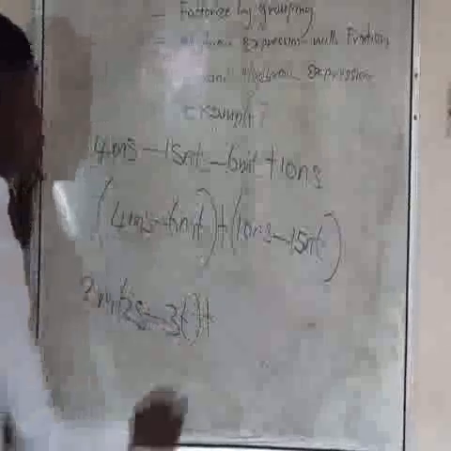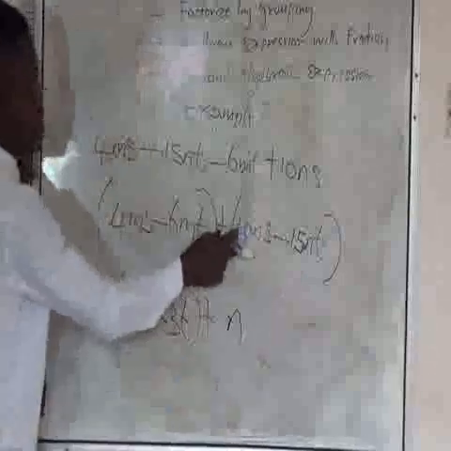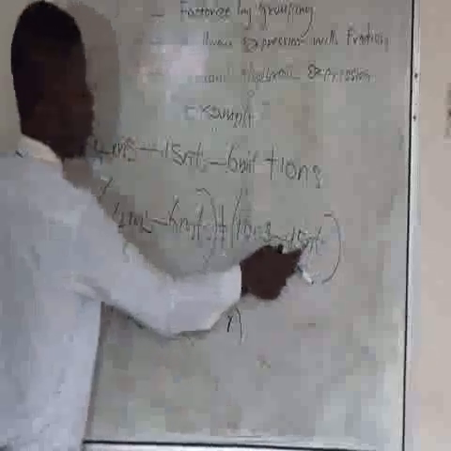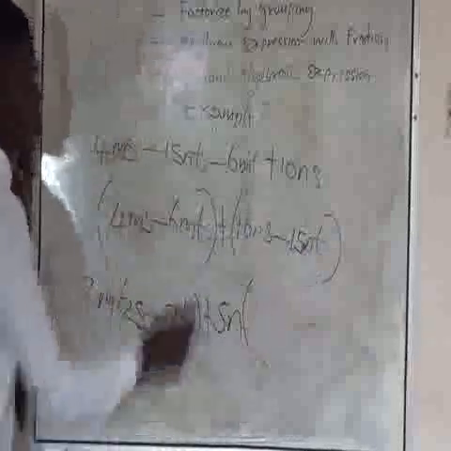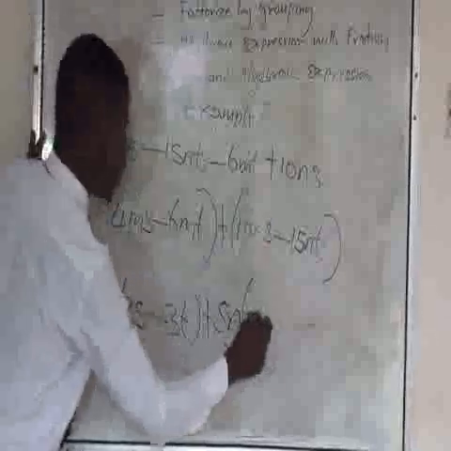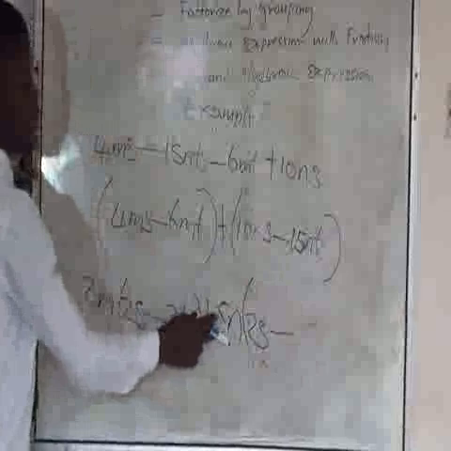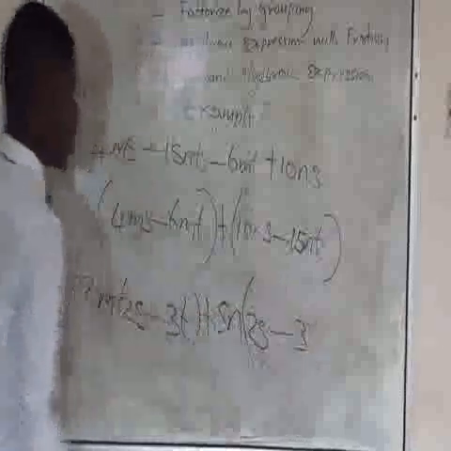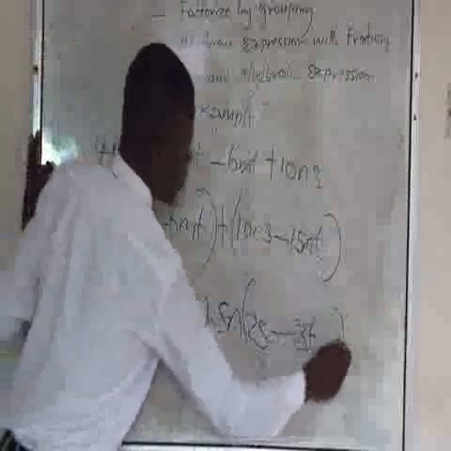Plus, n is common here. 5 can divide 10. 5 can divide 15. So 5 is also common. 10 divided by 5 is 2. N cancel n is 1. You bring down x. Minus 15 divided by 5 is 3. N cancel n is 1. You bring down t.